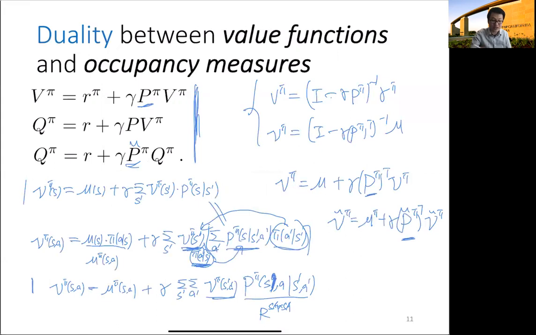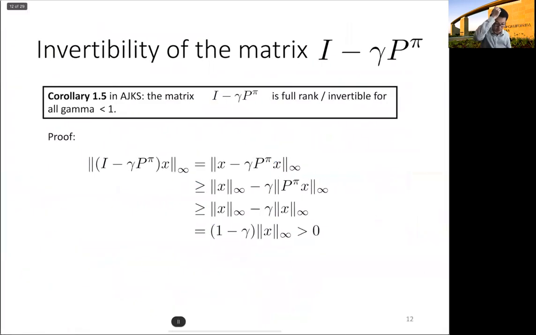Okay, so thanks to the gamma parameter being strictly smaller than 1, we can actually prove that this is really the case. Otherwise, it doesn't make sense to write this inversion, because this matrix may or may not be invertible in the first place. Okay, now let's prove that this matrix is actually invertible.